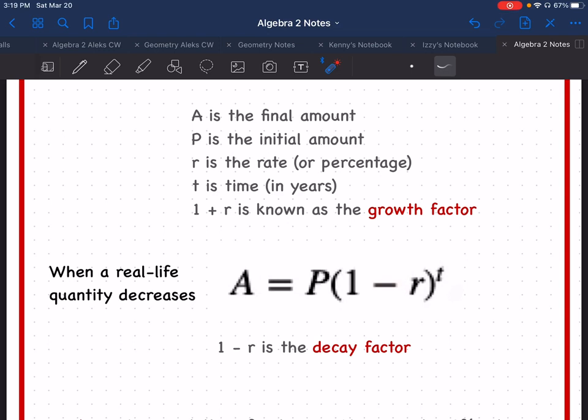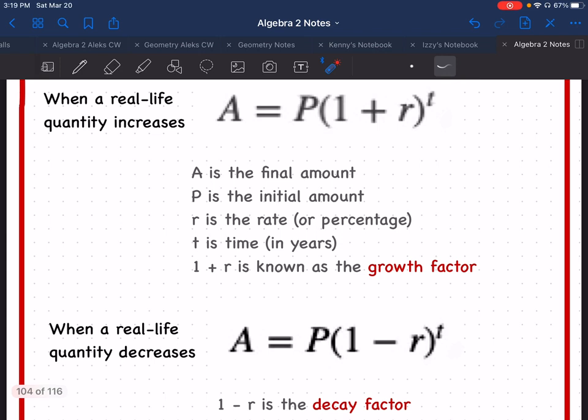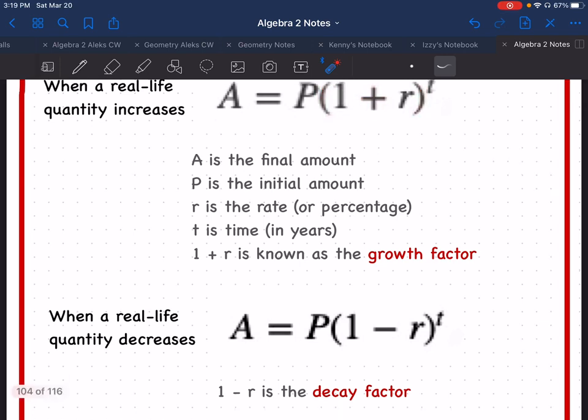What's going to be the difference that you know if it's growth or decay is this number here in the parentheses. If it is less than 1, it's going to be decay because 1 minus a rate is going to give me a 0 point something. And if it's more than 1, it's going to be a growth because you're going to see 1 point something. That's how you're going to know the difference, okay?